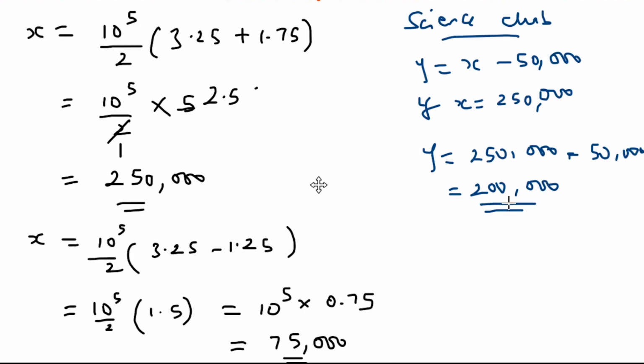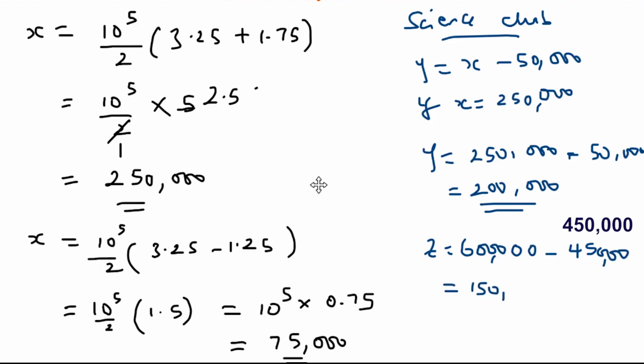It is less than twice. We have a condition that no club should contribute more than twice. I think we are still on point. Let's check the z. Now the z, of course, will be 600,000 minus the total contribution of x and y. Now the total contribution of x and y is 450,000. So when we subtract, we end up with 150,000.